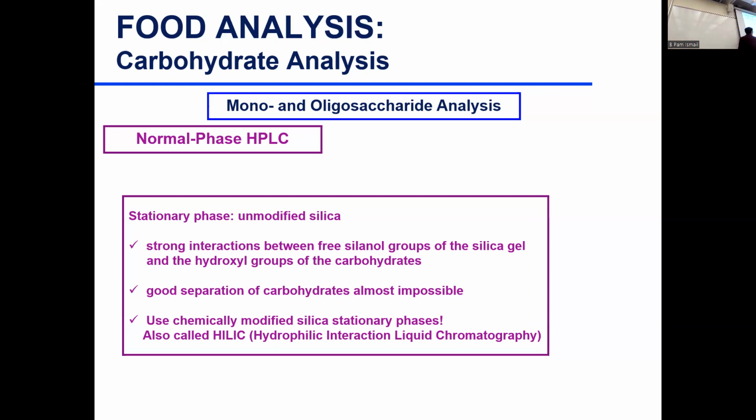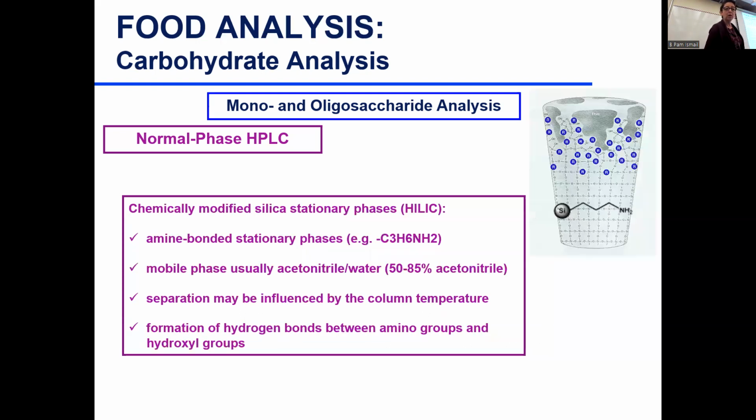But in this specific case, you have silica bonded to a reactive group such as amine. So, amine bonded stationary phase. So there is your silica, and you have an amine group here attached to the silica. That amine group is going to form hydrogen bonds with the OH groups of the sugars. So that's the type of interaction, hydrogen bonding interaction of the amine group and the OH groups of your sugar. So, like I said, it's similar to normal phase.